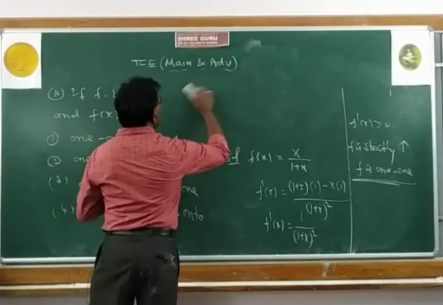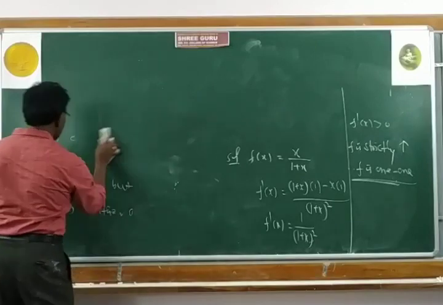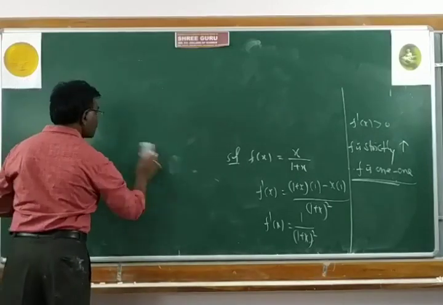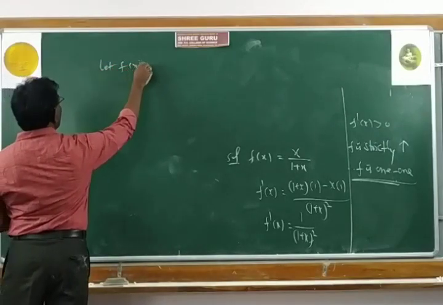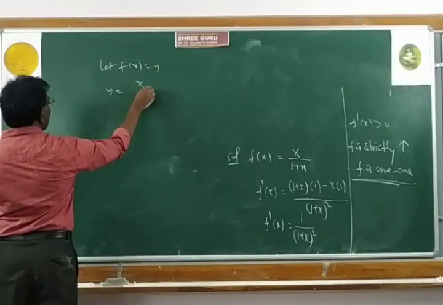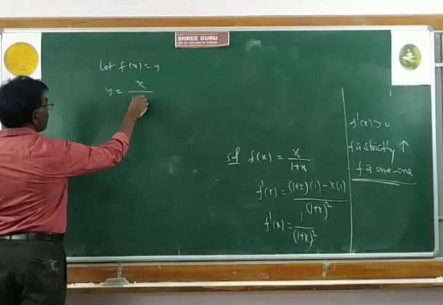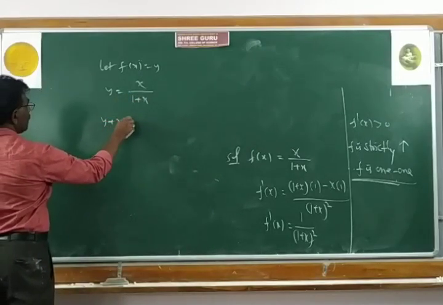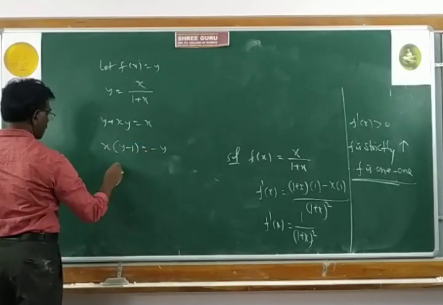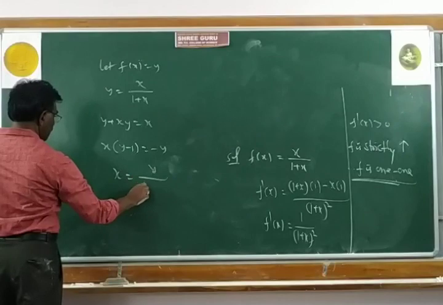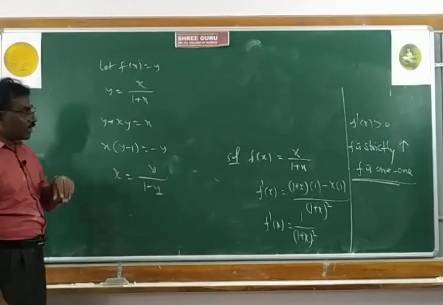So what is the next question? Whether it is onto or not. Onto means you have to check whether the codomain is attained or not. Better take f of x as y. y equals x by 1 plus x. y plus xy equals x. x(y minus 1) equals minus y. What is x? x equals y by 1 minus y. You know what the codomain is?